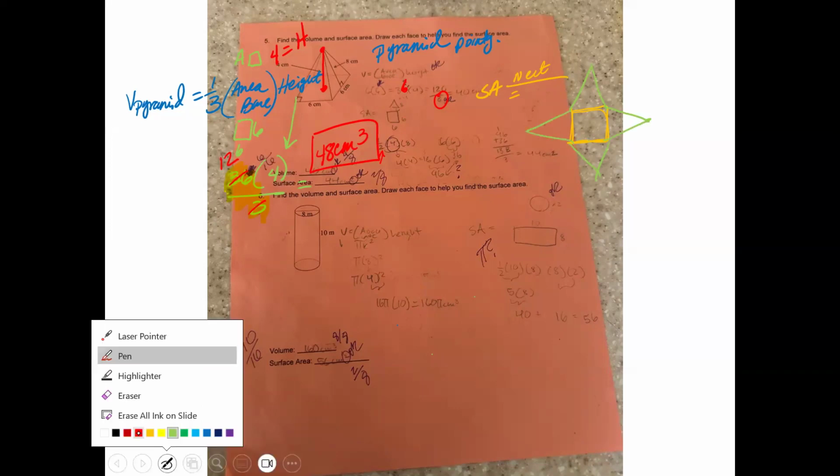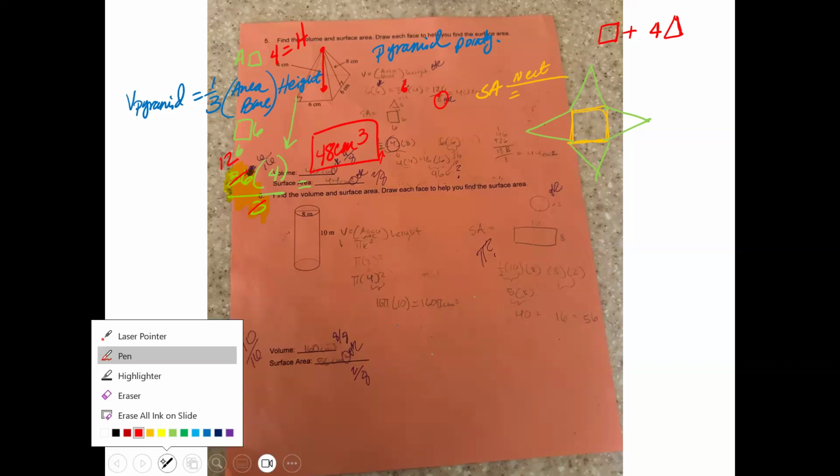Surface area is gonna be the net, right? And the net, remember, you have to draw it. Why didn't you draw the net? No, you did not. No, you're supposed to draw the whole thing. Draw the whole thing. That's great, but make sure next time you draw the whole thing. So what do you have for the net?